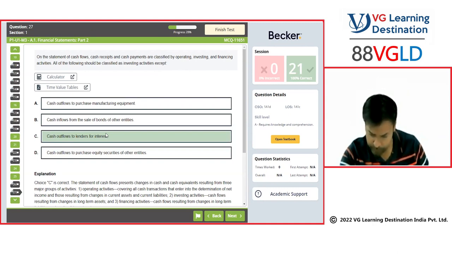C, you are saying? Loan was IA? You are saying C is IA? Which loan are you saying is IA? Cash outflow to the lenders for the interest. Is that what you're saying is IA? It is OA. No, it is OA. It says investing activity is except. It is not IA. If it is IA, then it should not be the answer. It is going to be OA. Basically, simply, Manish, if you look at the language, what they are saying is interest payment. Interest payment is not IA. Interest payment is going to be OA. I think we have done it earlier also. Interest payment is a OA.